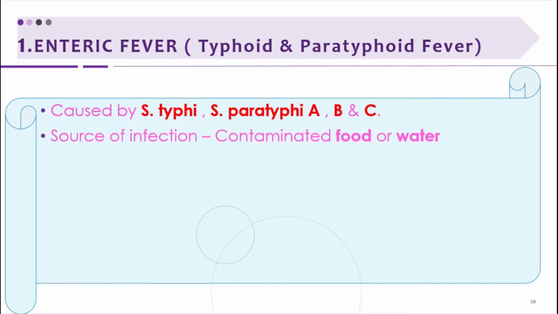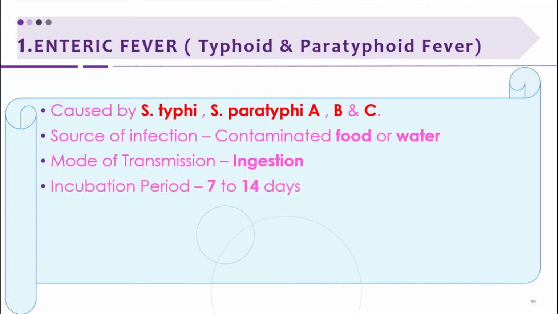The source of infection for enteric fever is mainly contaminated food or water. It is transmitted by consumption of contaminated food or water. The mode of transmission is the ingestion mode. As humans consume food and drink water, if it is contaminated, it is transmitted by ingestion. The incubation period for this enteric fever is about 7 to 14 days.